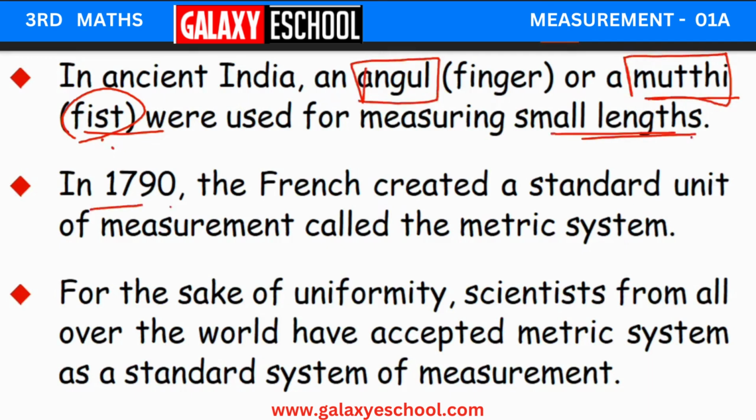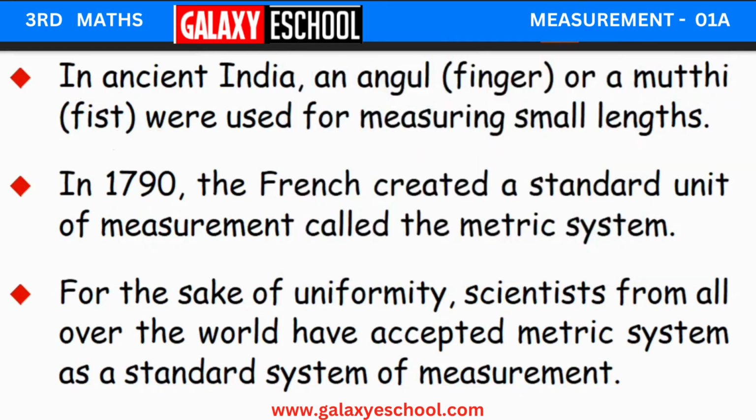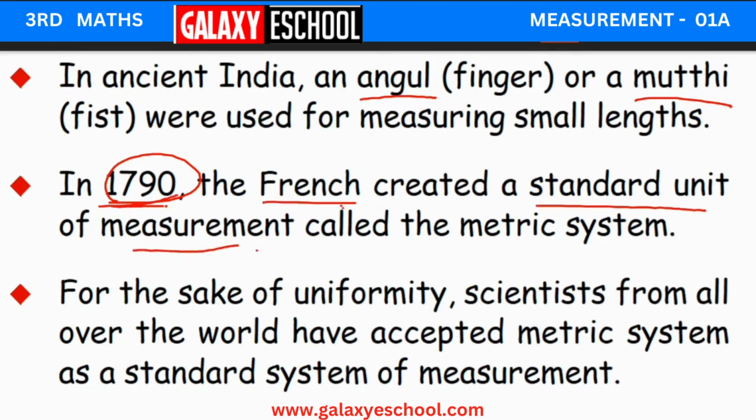In 1790, the French created a standard unit of measurement called the metric system. Now what happened? Before this 1790, people were using different units of measurement like angle and muthi in India. Or what else did we learn? Foot, span, cubit, yard. Now all these were used. In 1790, the French people created a standard unit of measurement called the metric system.